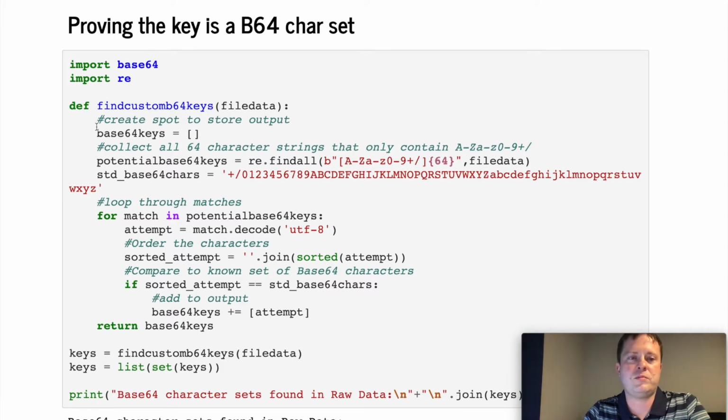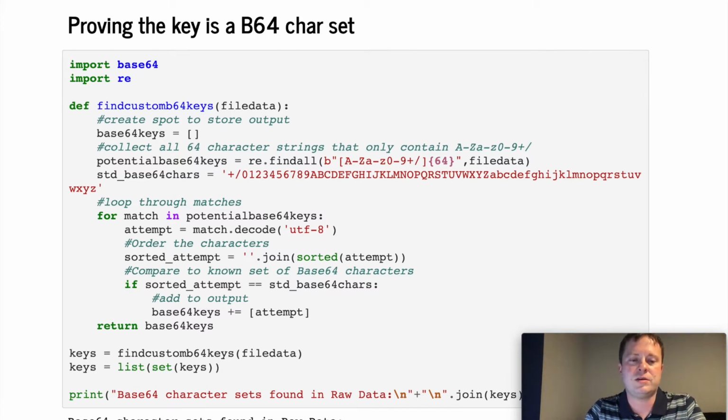This function here, find custom keys, basically does that, where it uses the same regular expression and then it compares it to this standard base64 encoded character set, and returns the keys that match that set when it's sorted. And then down here it returns a list of the keys, and it used the set command to unique them, because sometimes there's duplicates.